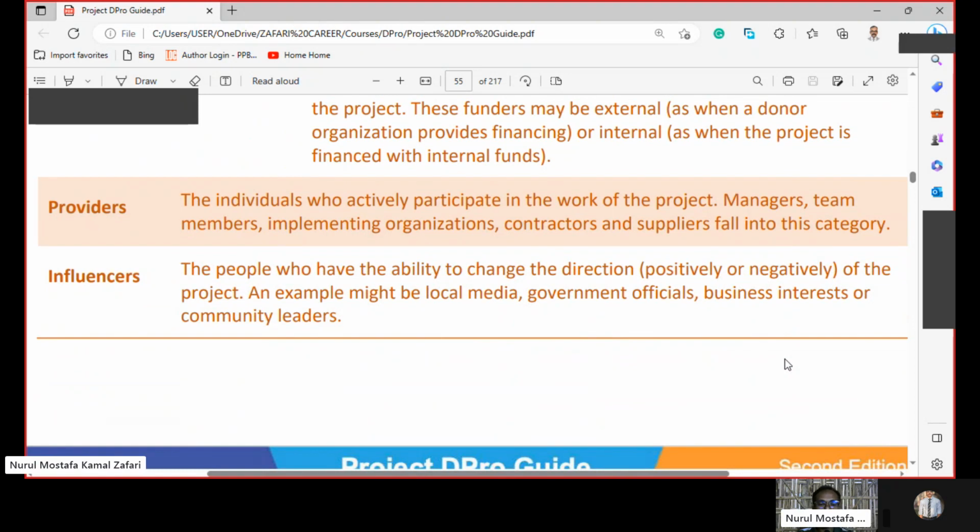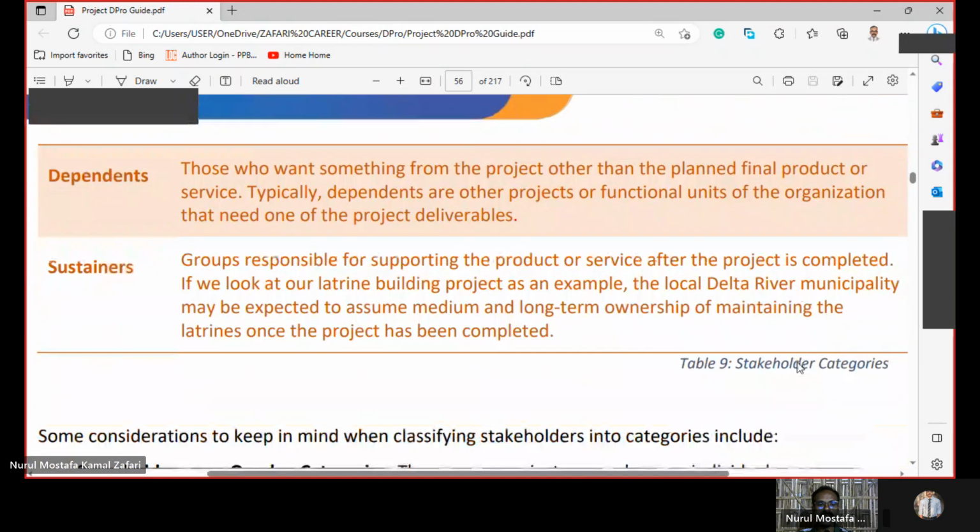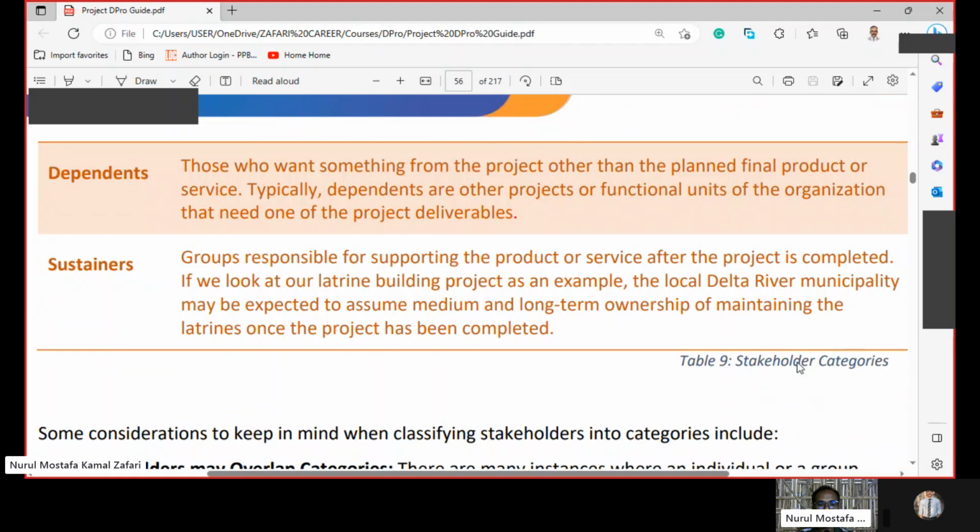Providers, the individuals who actively participate in the work of the project. Managers, team members, implementing organizations, contractors and suppliers fall into this category. Influencers, the people who have the ability to change the direction, positively or negatively, of the project. An example might be local media, government officials, business interests, or community leaders. Dependents, those who want something from the project other than the planned final product or service.